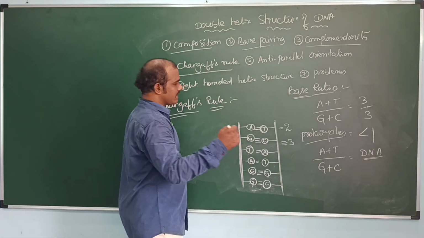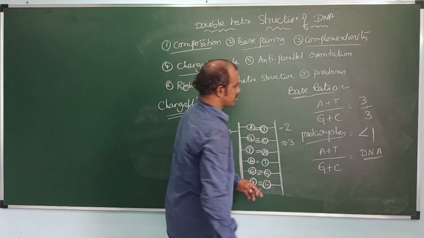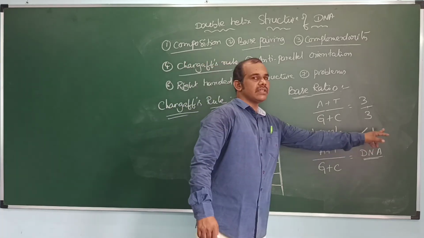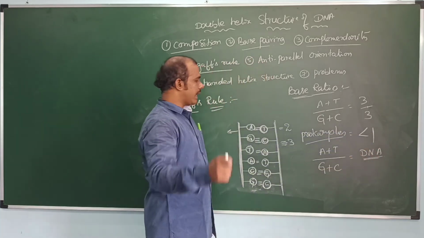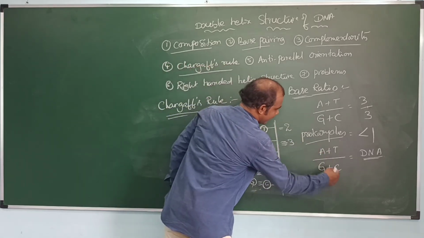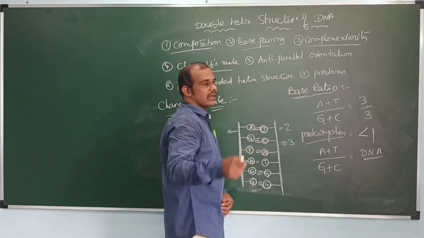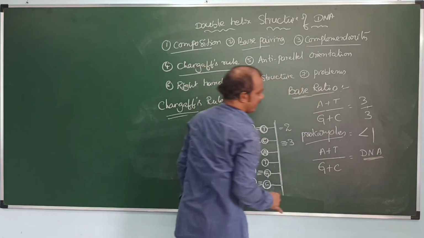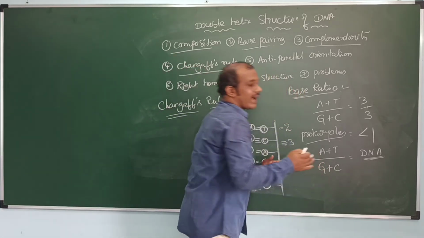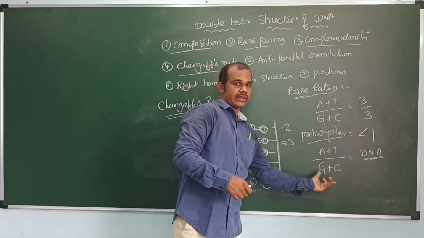So, what is the value of base ratio in prokaryotes? It is always less than 1. Why? Because the number of A and T pairs is less than the number of G and C pairs. That's why the melting point of DNA is high in prokaryotes. Why? Because the number of hydrogen bonds is more in prokaryotes.